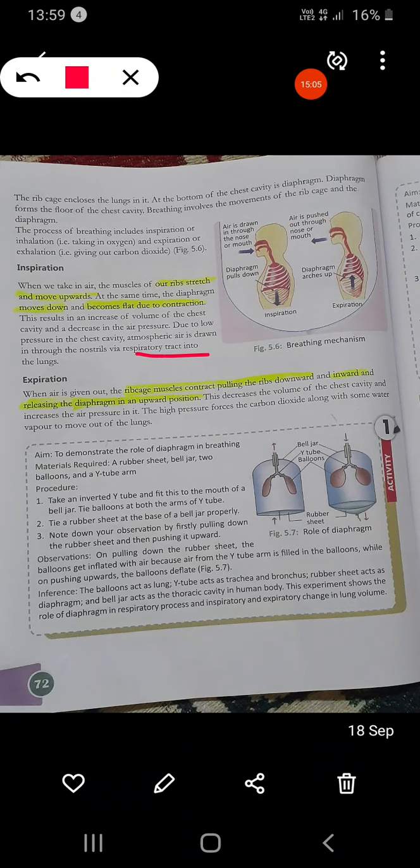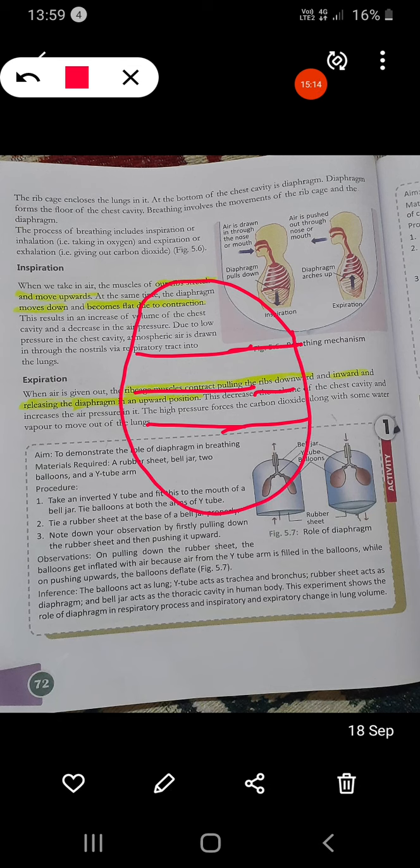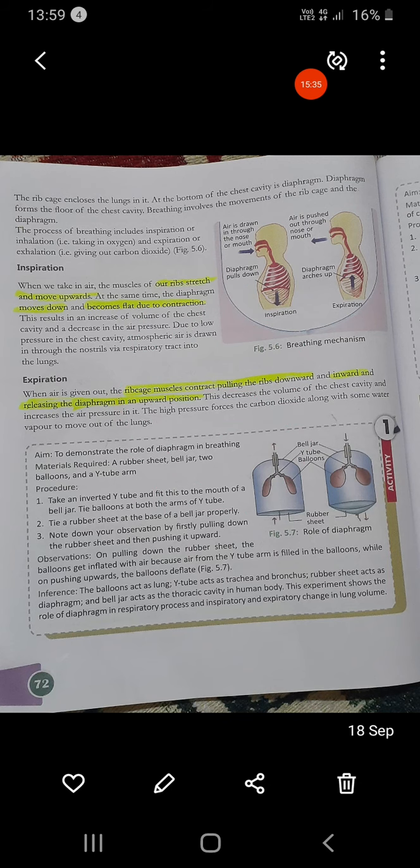Children, you can see here, suppose these are the ribs, and when we breathe in, the size increases, and the size of the lungs will also increase, the volume of lungs will increase. Suppose earlier it was like this, and the diaphragm is connected below it. Now when the size is increased, the diaphragm will move a little downward. So children, remember this thing: when we breathe in, the rib cage stretches and moves upward, and the diaphragm moves downward. This is the most important thing.